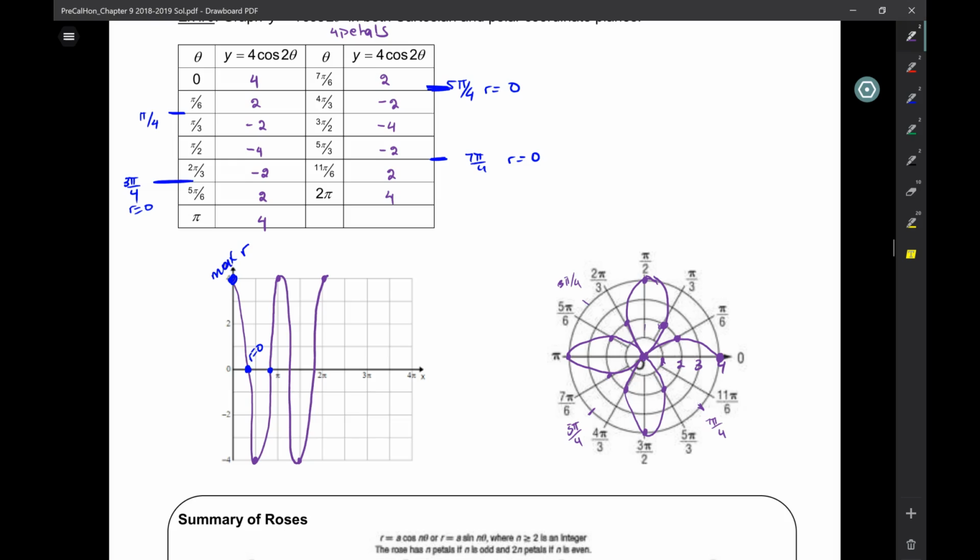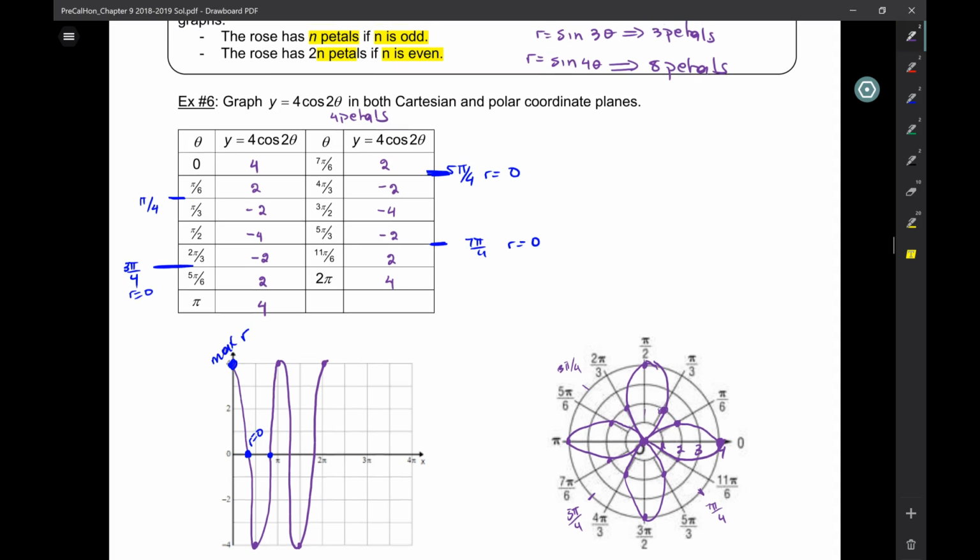Okay? And then where are we at? At 11 pi over 6, how much is it? 2. And then at 2 pi, 4. So back down here, over, and look at that. That's the rose. Do you see that? How many petals does the rose have? 4 petals. So do you see how, from 0 to 2 pi, it traverses in and out that shape, right? So I want to highlight, right?